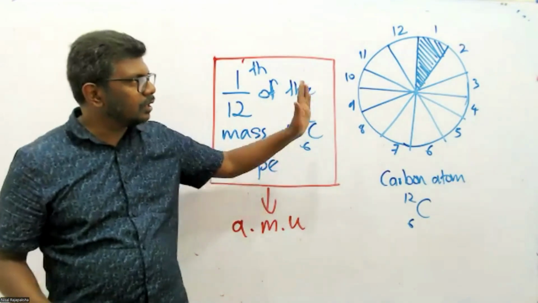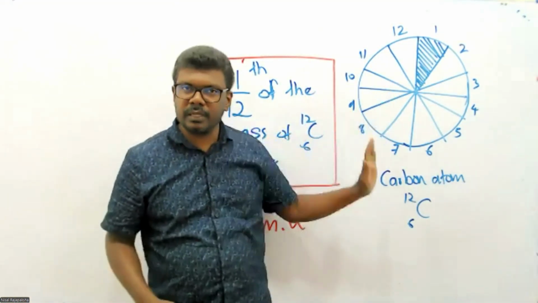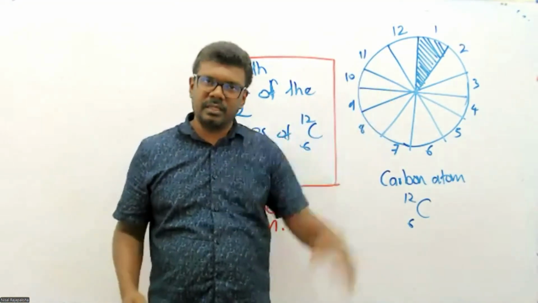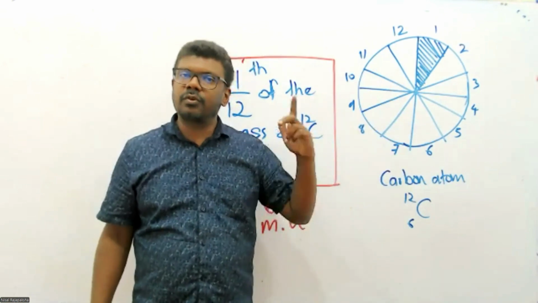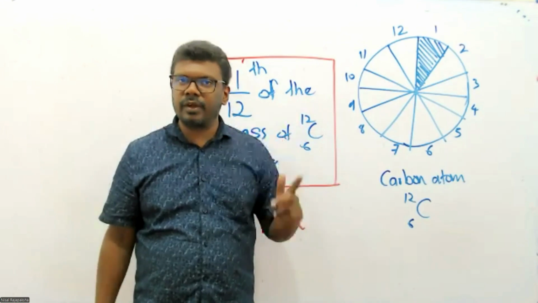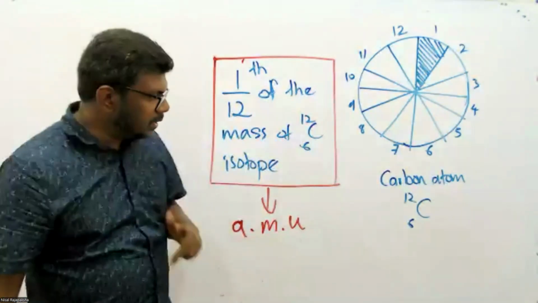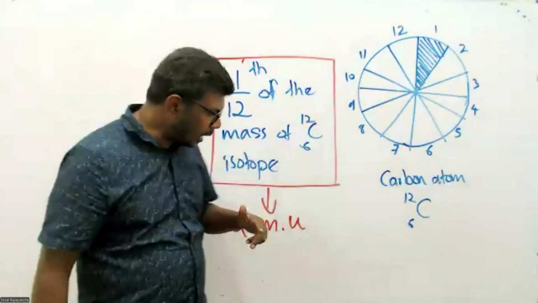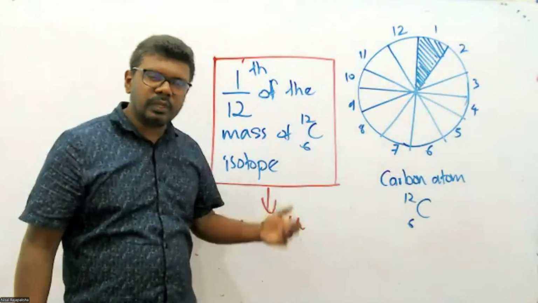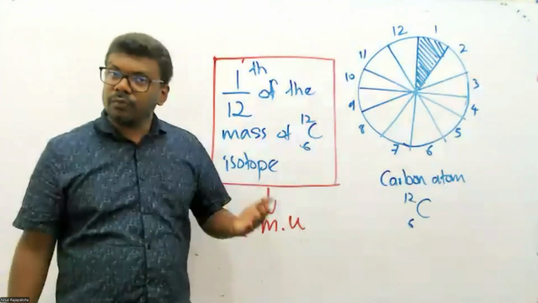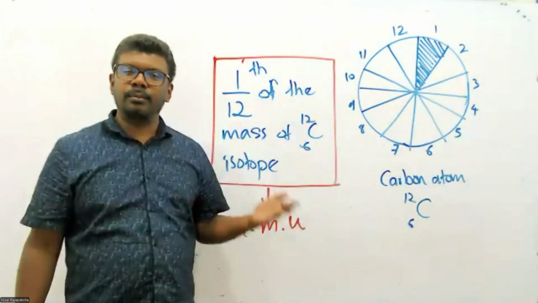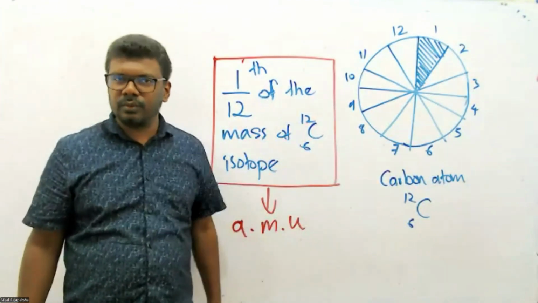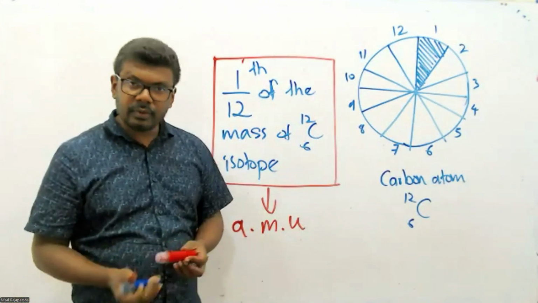We cut that cake into 12 equal pieces and we take one piece. That piece is the unit for measuring the mass of an atom. We call that unit the atomic mass unit. So now we are going to calculate that unit mathematically. How can we calculate that unit?